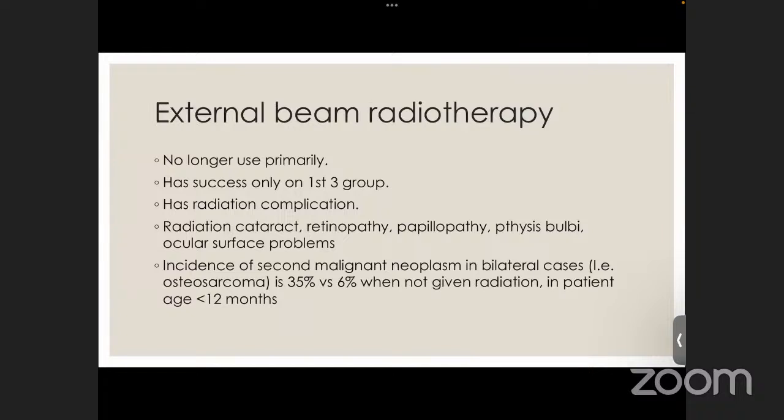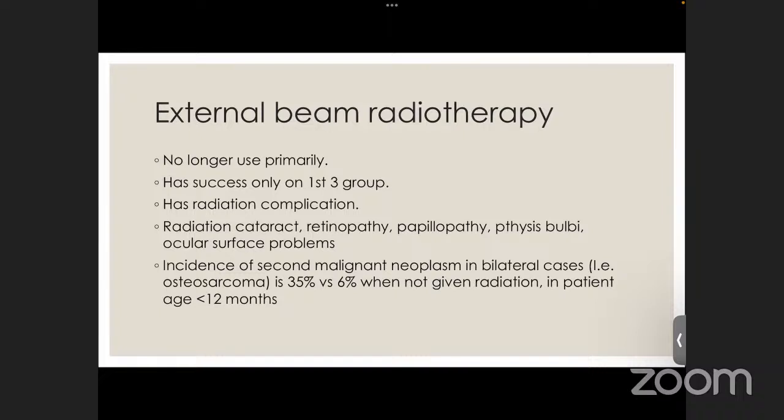Then we have the external beam radiotherapy. Earlier, it was used extensively, but now it is no longer used primarily because its success is only in group A, B, and C. D and E don't show much advantage. Plus it has radiation complications. They have radiation cataract, radiation retinopathy, papillopathy. They will also result in phthisis bulbi and ocular surface problems.